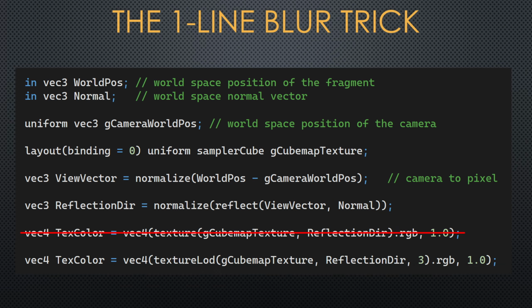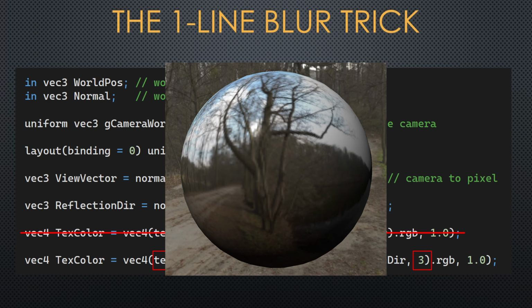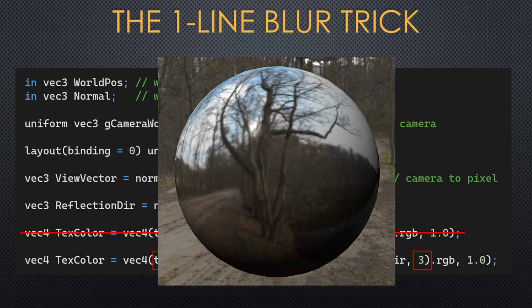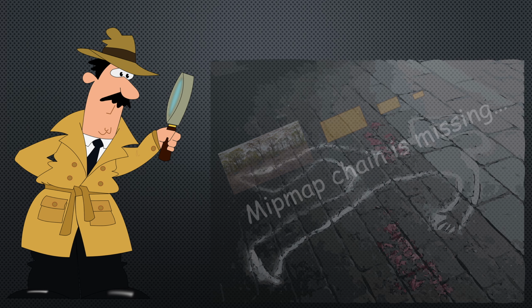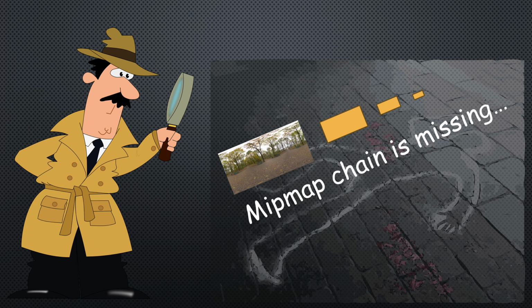Use texture LOD instead of the standard texture function. Passing a higher mipmap level as the third parameter instantly gives you a beautifully blurred texture. If you try this and it doesn't work, your texture is likely missing its mipmap chain.